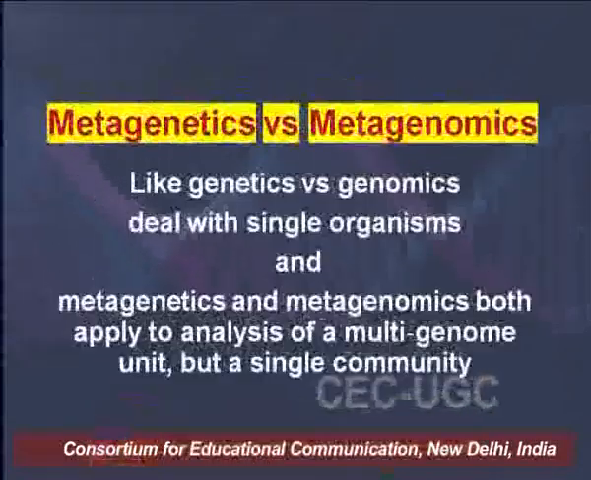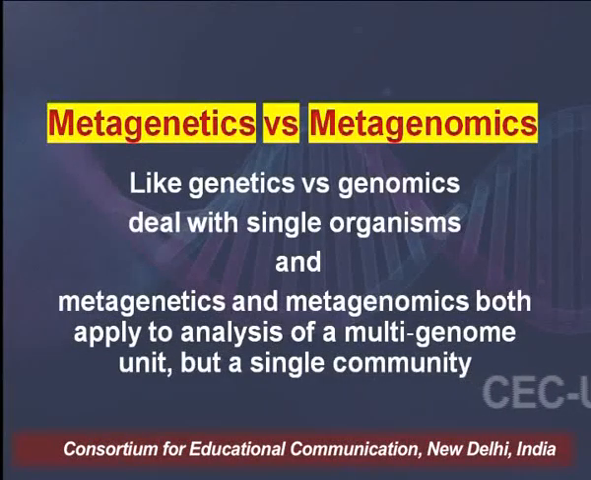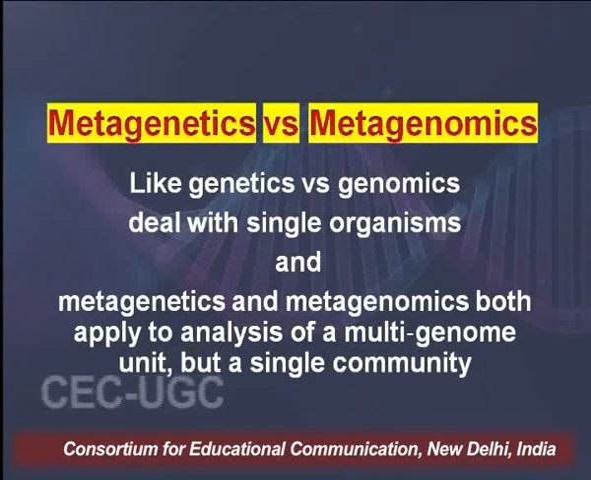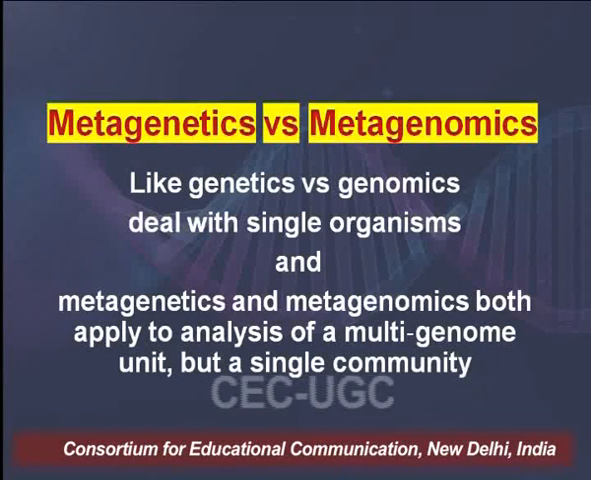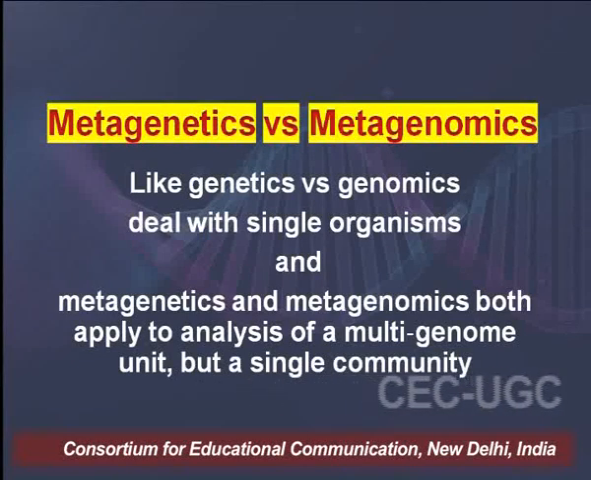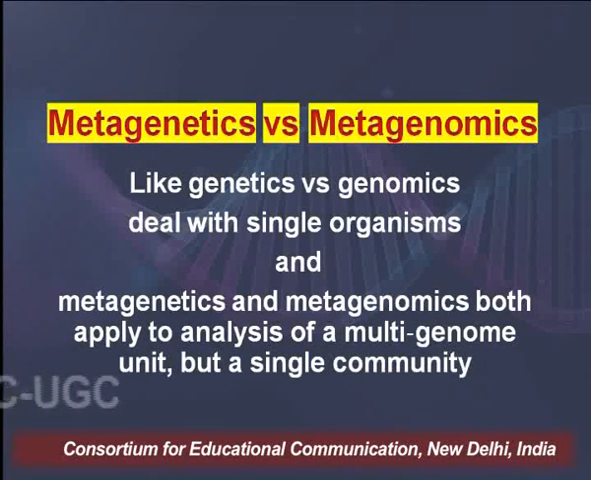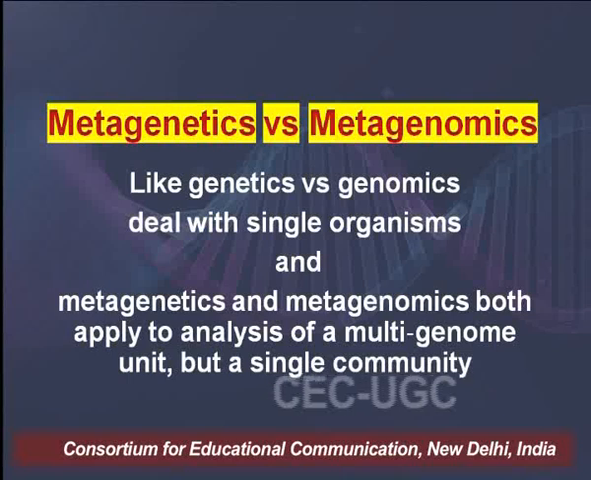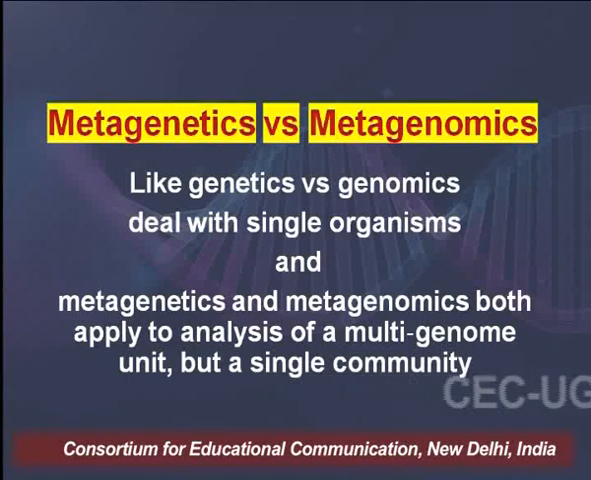In another term, a very quick reference because it might be asked anywhere: what is the difference between metagenetics and metagenomics? Like genomics and genetics, in genetics we talk about one gene, in genomics we talk about the complete genetic makeup of one organism. So in both these things we still talk about one organism. So genetics, we talk about one gene of one organism. In genomics, we talk about all the genomes of one organism.